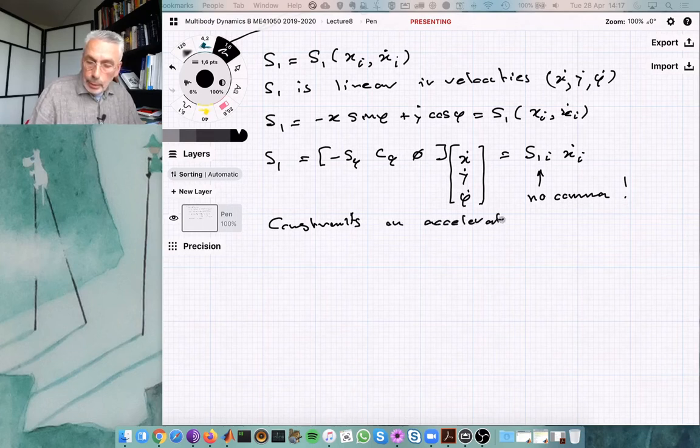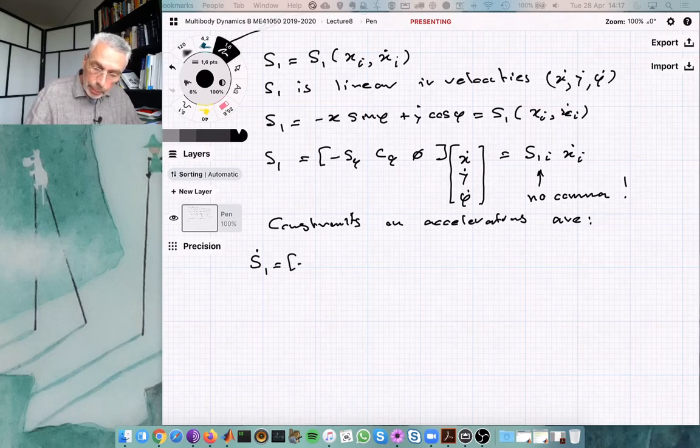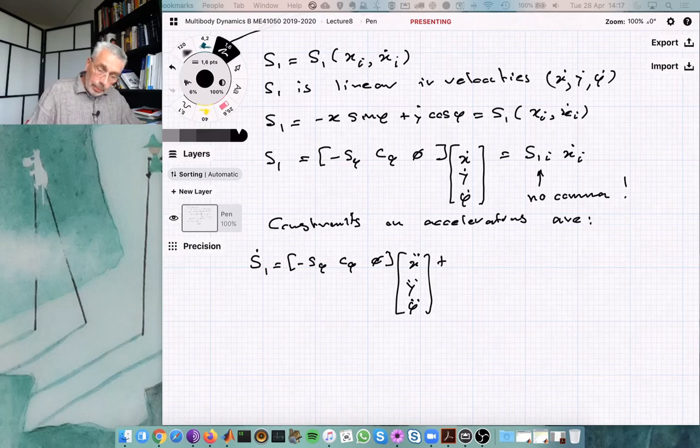Because that is the thing which we finally need in our equation of motion. And the constraints are, well, we'll just take this expression and differentiate it again. So I get s dot 1 equals, well, I keep this first constant. So I get minus sine phi, cosine phi, 0 times, and then I differentiate this with respect to time. I get x double dot, y double dot, phi double dot, plus, and now I keep this constant and differentiate this one. And I can write that in various ways, of course.